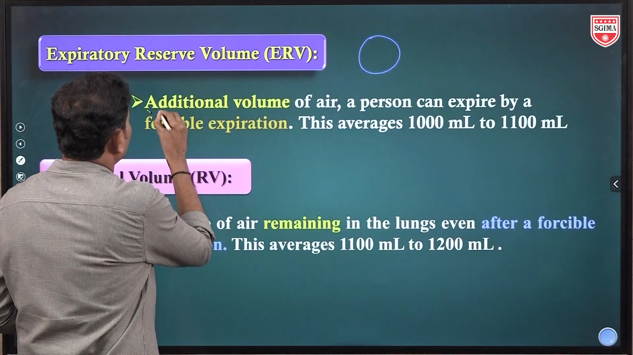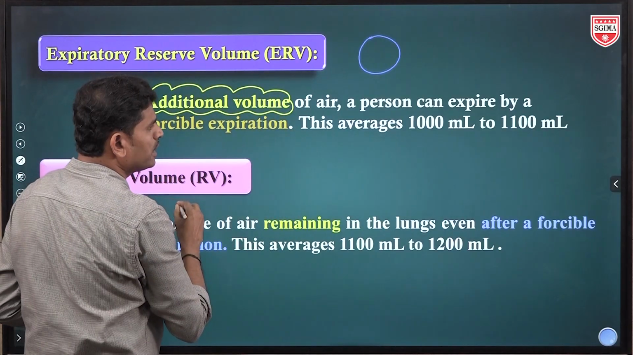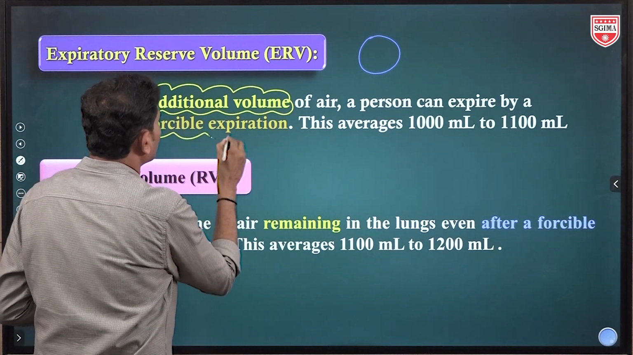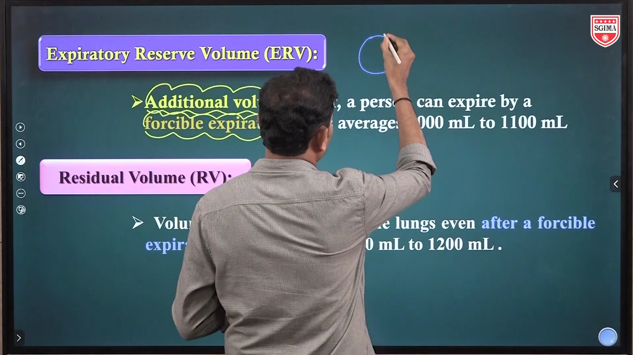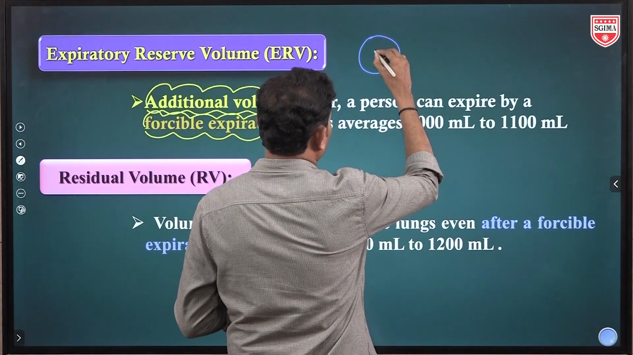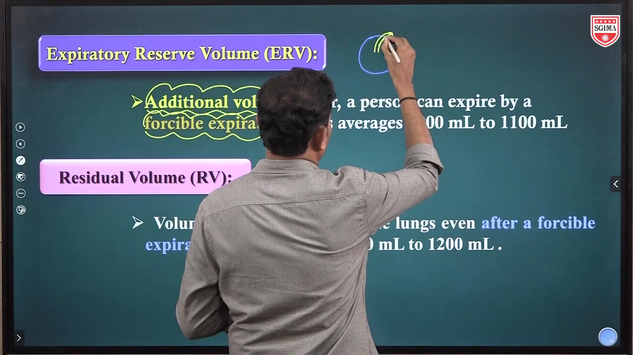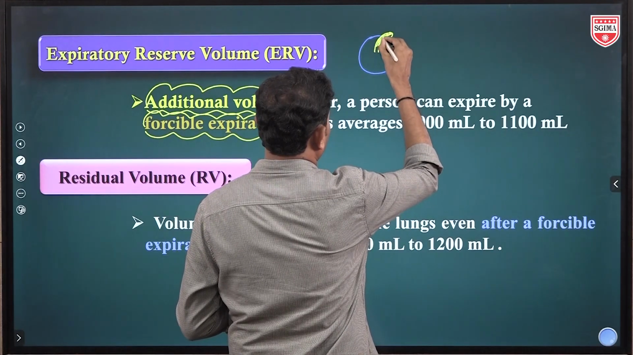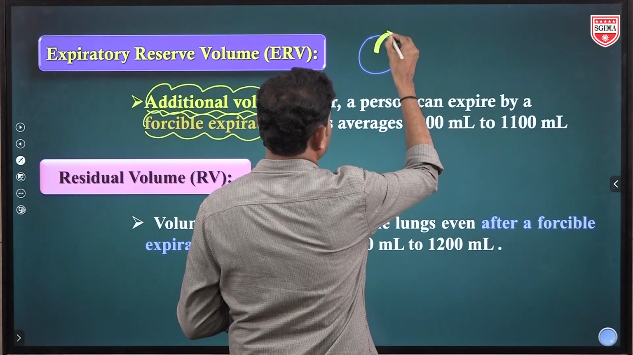So additional volume of air a person can expire by the forceful expiration. Previously we have taken forceful inspiration. Now forceful expiration process. Forceful process है ना? हम इसको थोड़ा सा shading ज़्यादा करते हैं. Normal process नहीं है ना? So expiration, so forceful process it is.